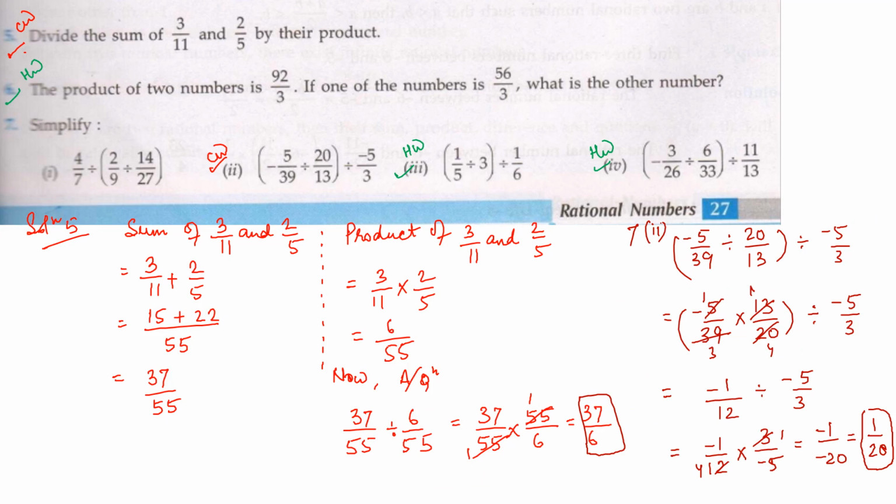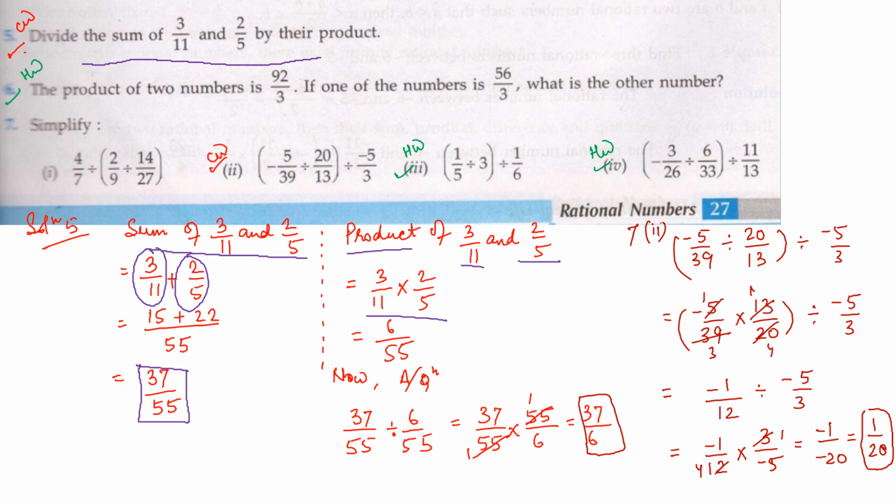Moving on to the next part, question number 5, 6 and 7. Doing question number 5, divide the sum of 3 by 11 and 2 by 5 by their product. So first we will find the sum of 3 by 11 and 2 by 5. Adding 3 by 11 and 2 by 5, we will get the answer as 37 by 55. Then we have to find the product of 3 by 11 and 2 by 5. It means we have to multiply. So 3 by 11 into 2 by 5 is 6 by 55. Now according to the question you have to divide. So 37 by 55 divided by 6 by 55, which on solving will give the answer as 37 by 6.